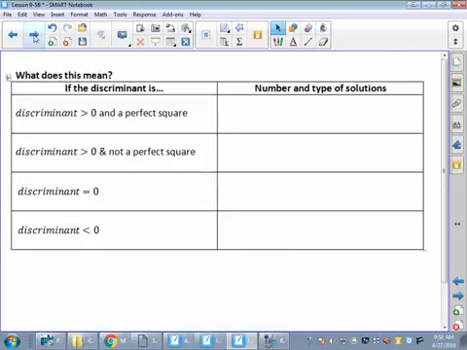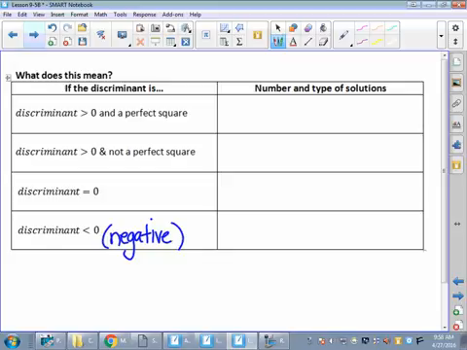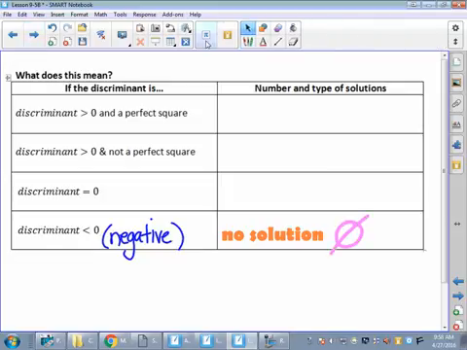So I'm going to go to the bottom of this chart right here. It says down here the discriminant is less than 0. What kind of number, what kind of sign is less than 0? So this means your discriminant is a negative number, correct? Negative number, we just decided there is no solution. Feel free to put the no solution sign. Don't write 0. 0 is a solution.